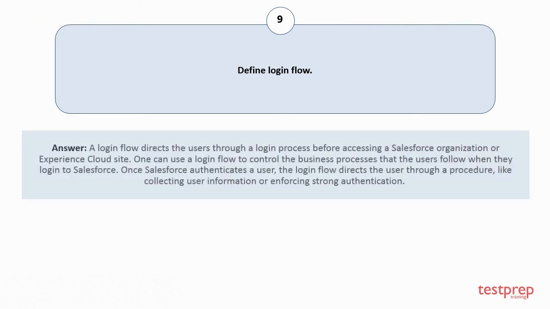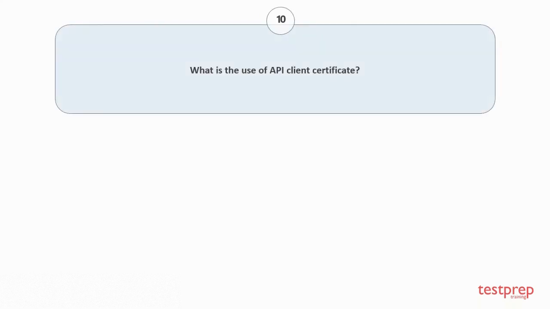Your answer is: a login flow directs the users through a login process before accessing a Salesforce organization or Experience Cloud site. One can use a login flow to control the business processes that the users follow when they log into Salesforce. Once Salesforce authenticates a user, the login flow directs the user through a procedure, like collecting user information or enforcing strong authentication. Question number 10, what is the use of API Client Certificate?